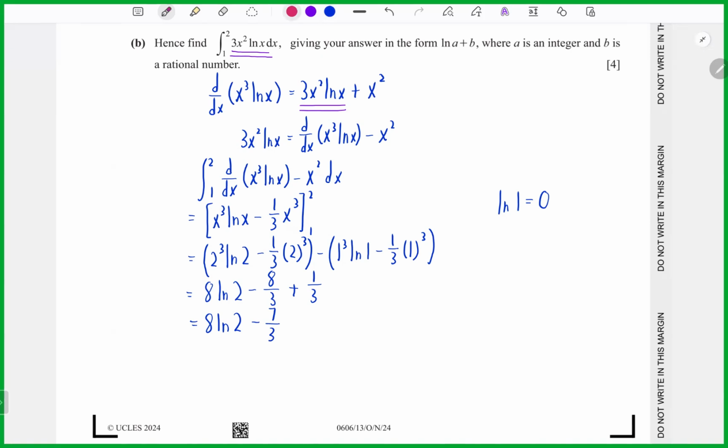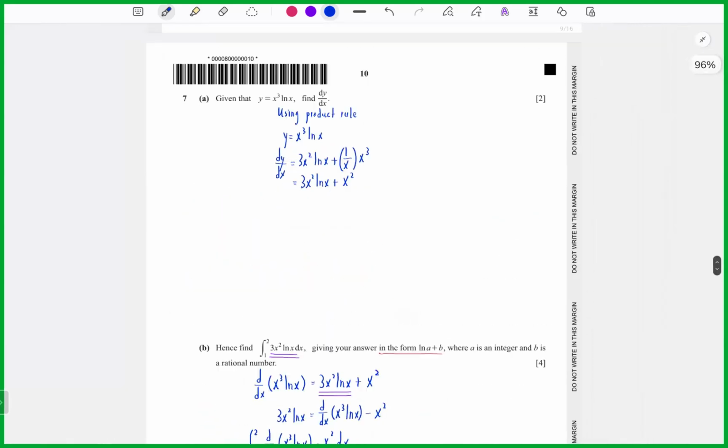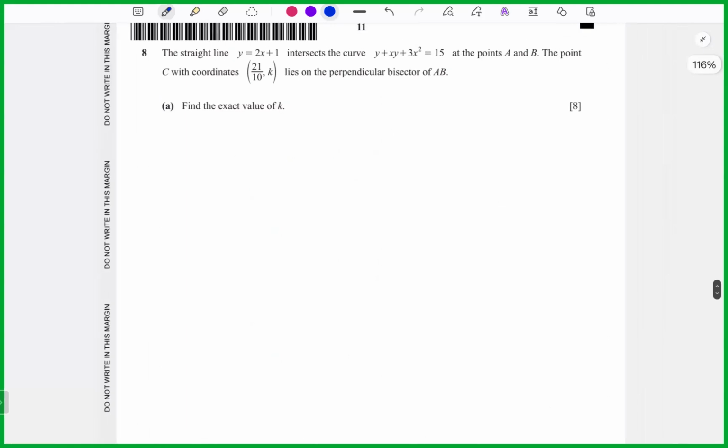But you see back at the question, the answer should be in the form ln a plus b. So you need to take the 8 and put it as a power of 2. So you can write ln 2 to the power 8 minus 7 over 3, where 2 to the power 8 equals 256, so ln 256 minus 7 over 3. Alright, so we already get the answer here. Okay, let's go into the next question.